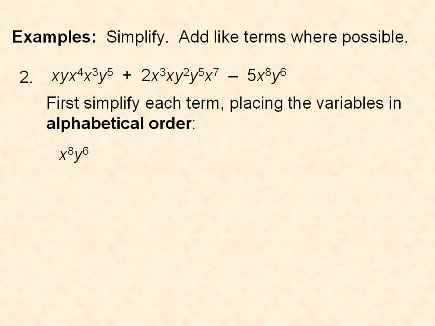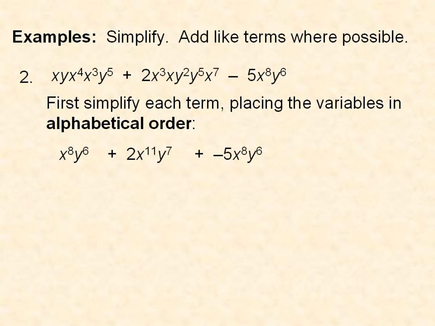The second term has x^3, x^7, that's 3 and 1 is 4, plus 7 is 11, so it has 11 x's, and it has 2 and 5 is 7 y's, so we get 2x^11y^7, and the third term is already simplified, negative 5x^8y^6.